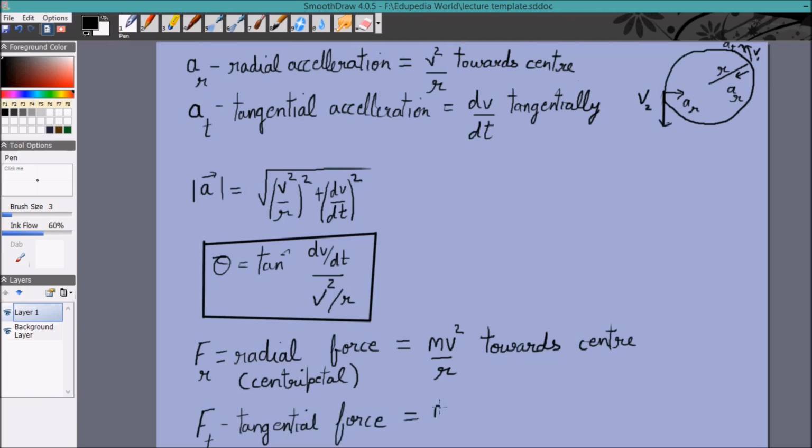Its magnitude is m dv by dt and its direction is tangential. Right? So let's try to apply these in a few problems.